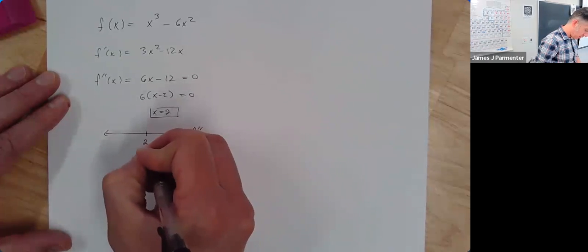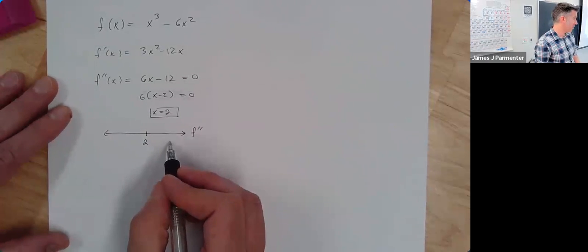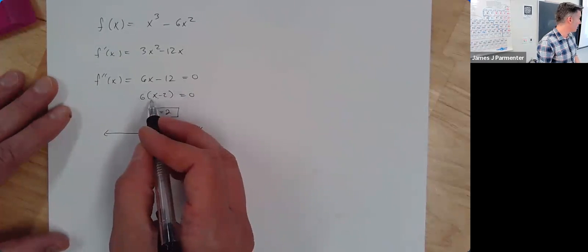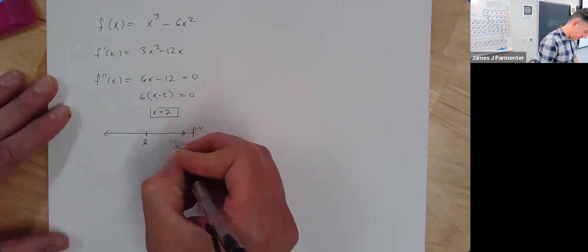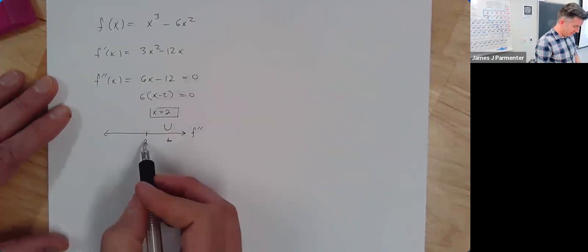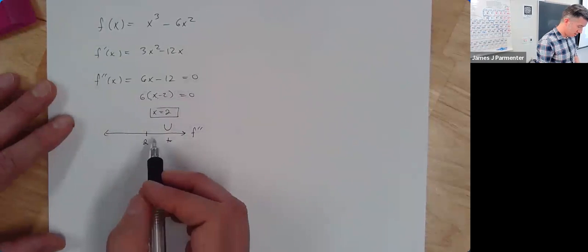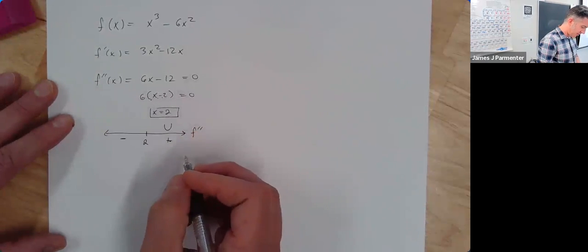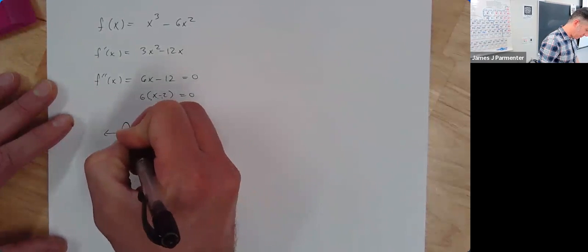So if, on the right side of 2, I pick a number like 3 and plug it into my second derivative, f double prime of 3 is going to be positive. So my second derivative is positive, my function is concave up. If I plug in something less than 2, like 0, 0 minus 2 is negative, 6 times the negative number is still negative. Second derivative being negative means my function is concave down.